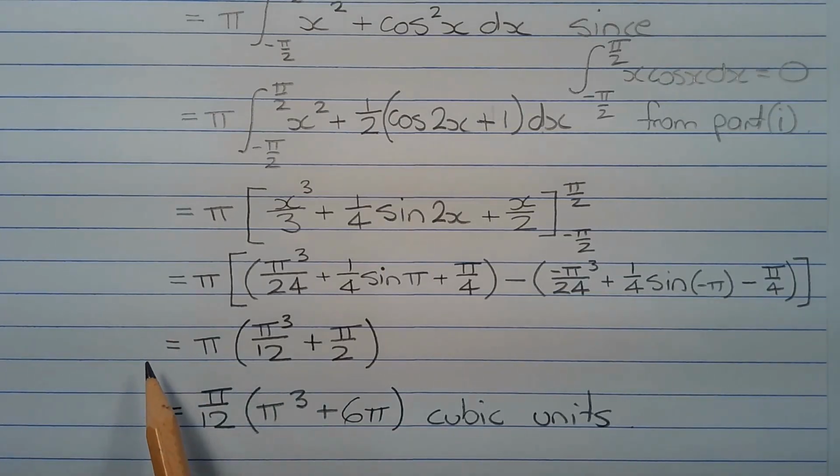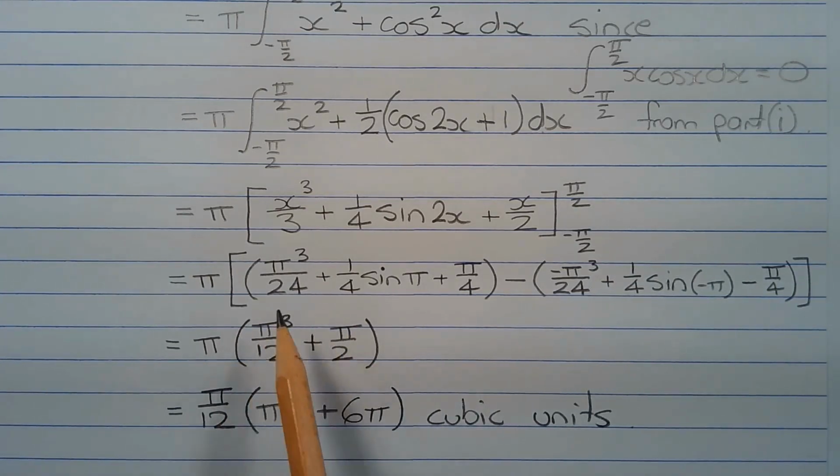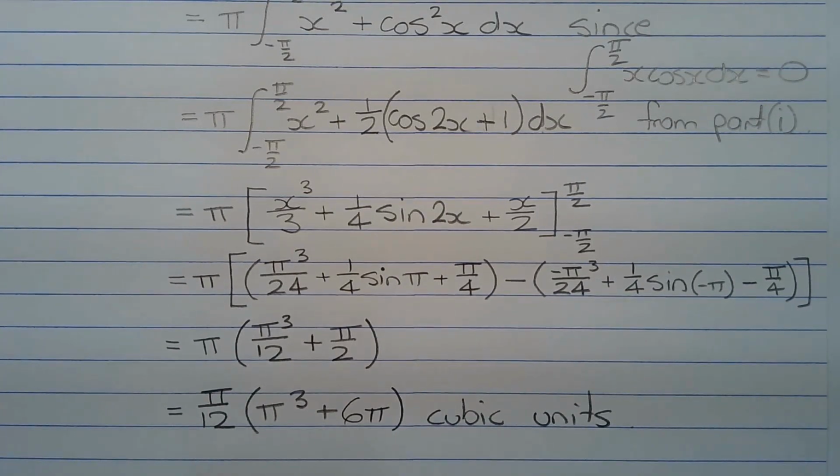Which simplifies to pi times (pi cubed over 12 plus pi over 2). And factorising out 1 over 12, we get pi over 12 times (pi cubed plus 6 pi) cubic units.